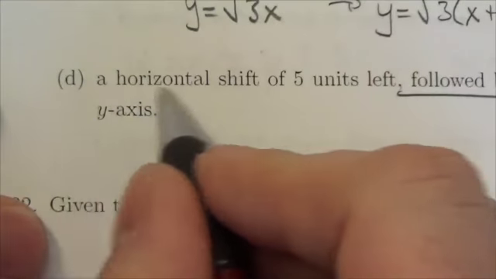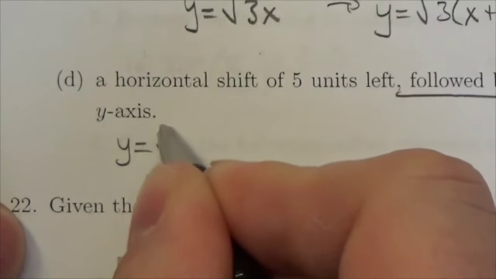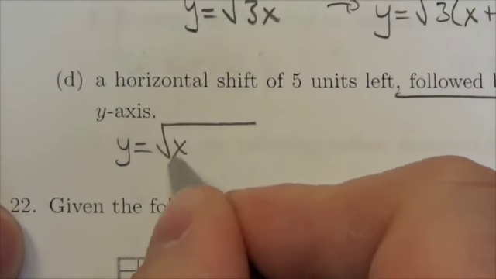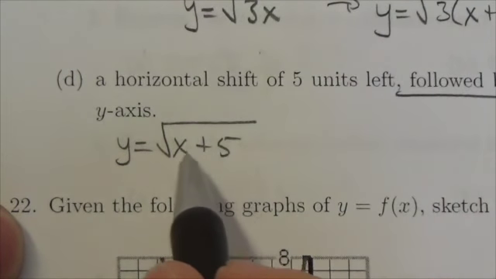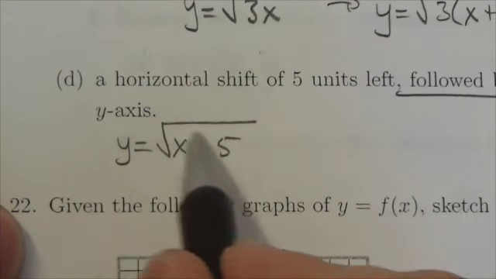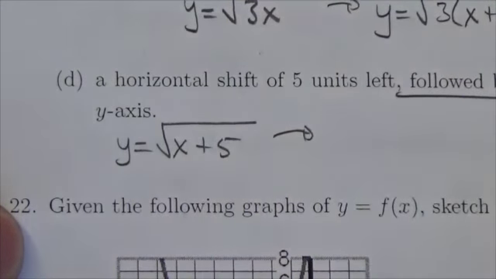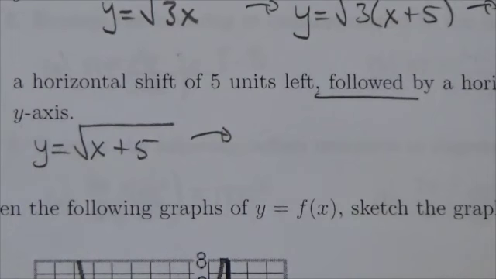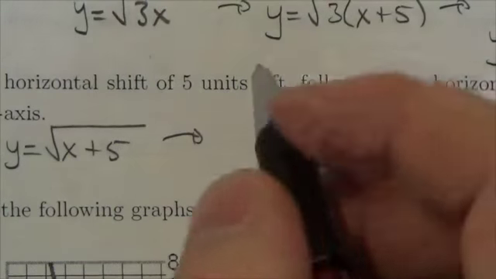So in this case right here, a horizontal shift 5 to the left means that inside here, x is replaced with x plus 5. Because to get 5 to the left, what I would do is I would subtract 5 from both sides. That's what I would do to isolate the x there. This is followed by a horizontal stretch by a factor of 1/3. Now, that means replacing the x in the function with a 3x.